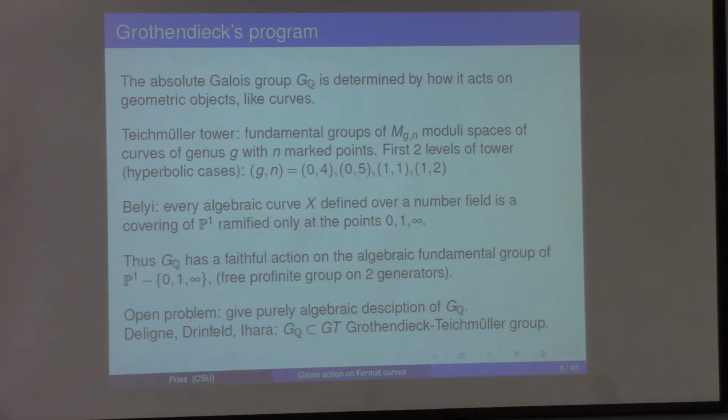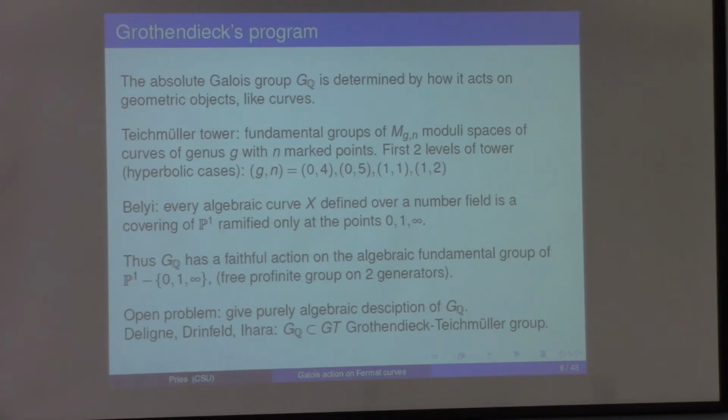And why is that? It's because this absolute Galois group has a faithful action on the algebraic fundamental group of P1 minus 3 points, which is a free profinite group on 2 generators. So it is, in theory, possible to give a purely algebraic description of this absolute Galois group, not in terms of its finite quotients and how they fit together, but just in terms of how it acts on a free profinite group on 2 generators.